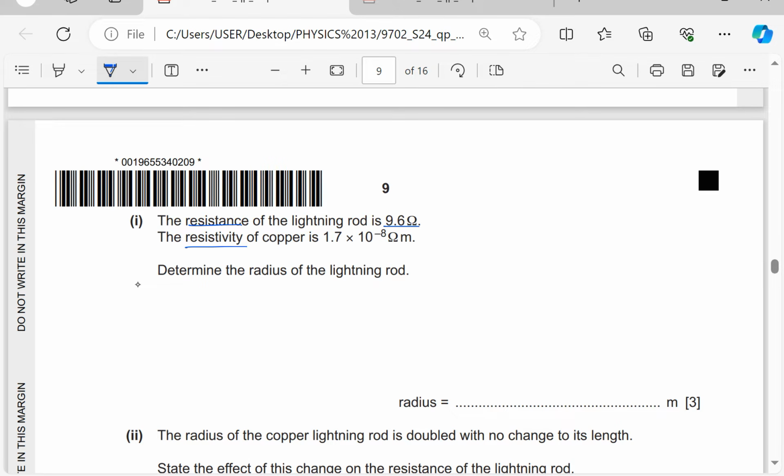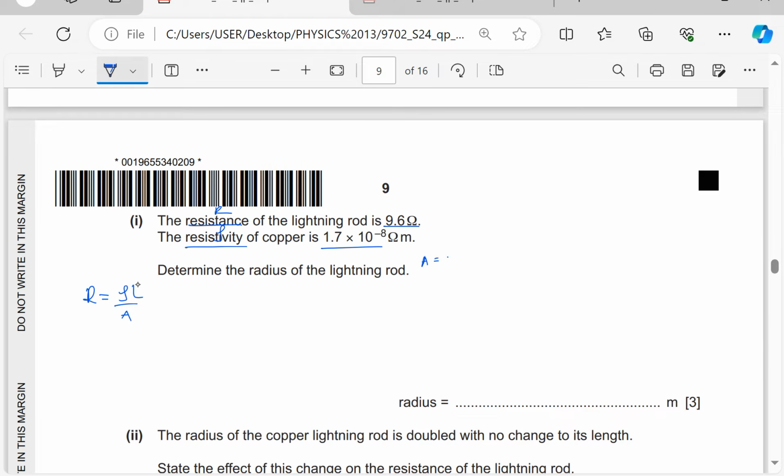So this is R, this is rho. The resistivity of copper is 1.7 times 10 to the power of minus 8 ohm meters. Determine the radius of the lightning rod. So we want to determine the radius. Remember from your electricity concepts, the resistance of a conductor can be given by rho L over cross-sectional area. They want us to find the radius.